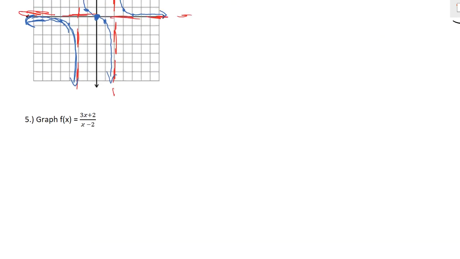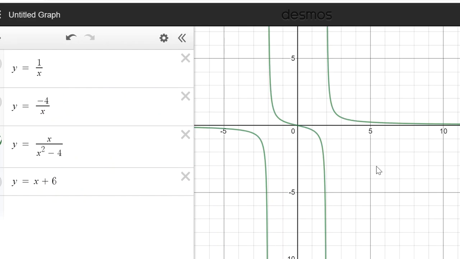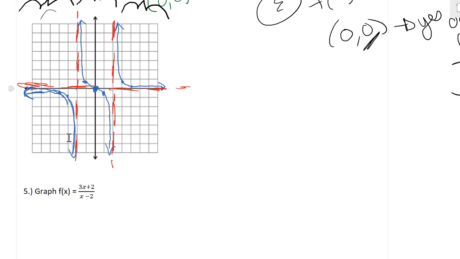And if we take a look, that's our rough sketch. We can put it into Desmos and hopefully we'll get something similar. And here's what it looks like in Desmos, which I think is pretty accurate. It's not going to be perfect, but I think it gives a good idea of what we did on the graph.